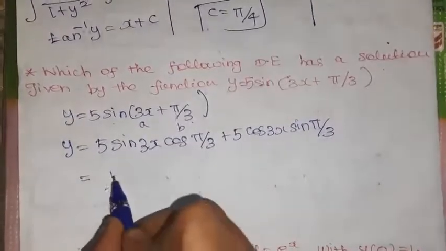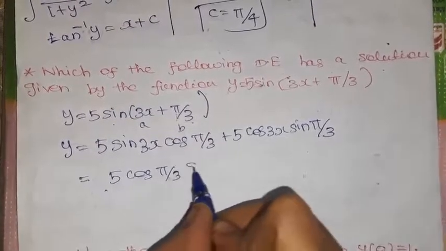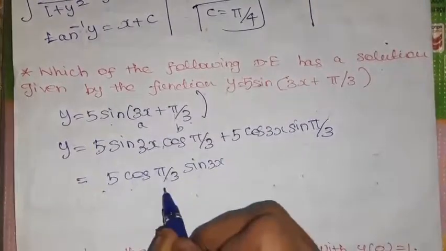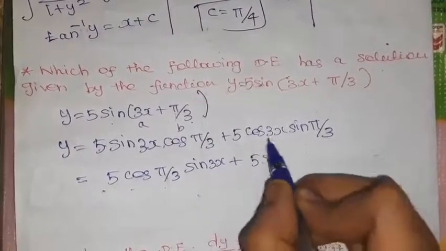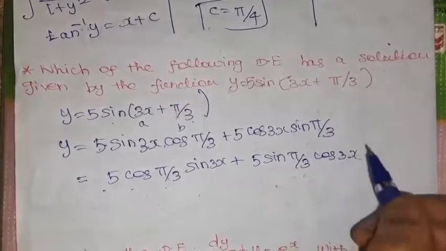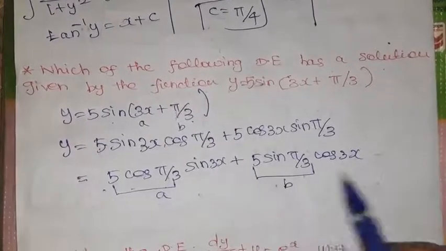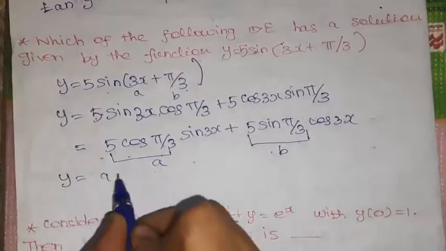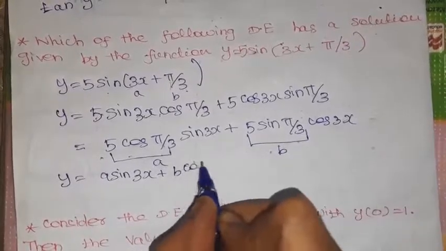Next what we need to do, I am just rearranging, 5 cos pi by 3 and sin 3x. These are all constants, okay? So 5 cos pi by 3 into sin 3x plus 5 sin pi by 3 cos 3x, just rearranging. So we can take this as constant a, and this as constant b. So y equal to a sin 3x plus b cos 3x, right?